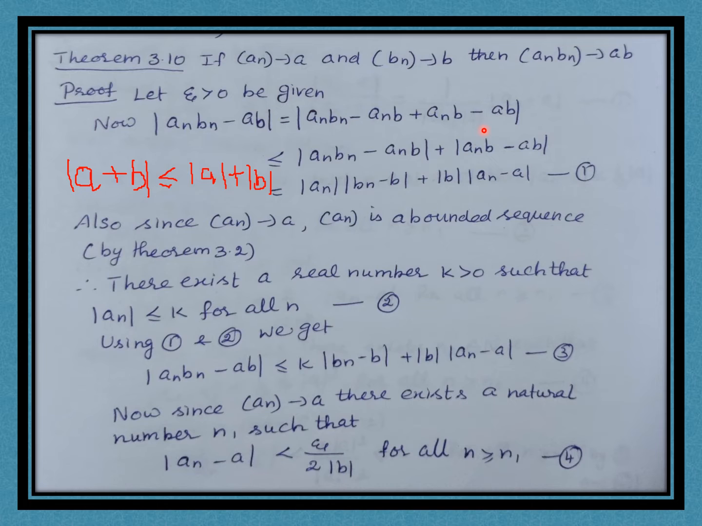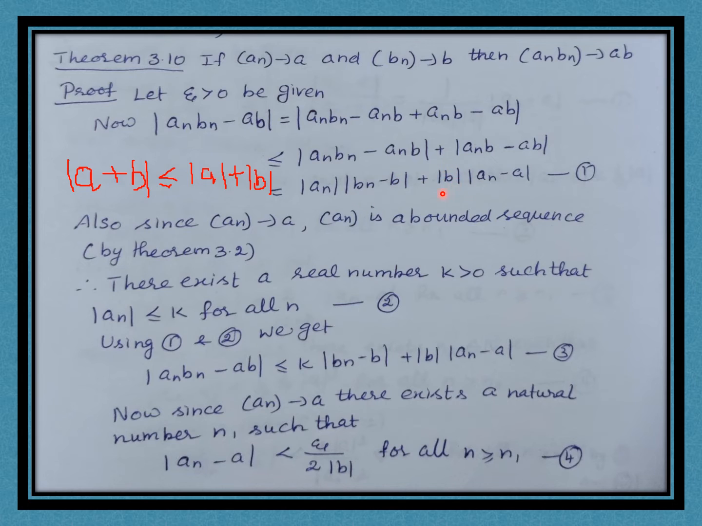In the properties of inequality, we have absolute value of a plus b is less than or equal to absolute value of a plus absolute value of b. Therefore, this relation is less than or equal to absolute value of an bn minus an b plus absolute value of an b minus ab. In the first part of the inequality, we have an common, so it is taken outside. Here we have b common, therefore b is taken outside.